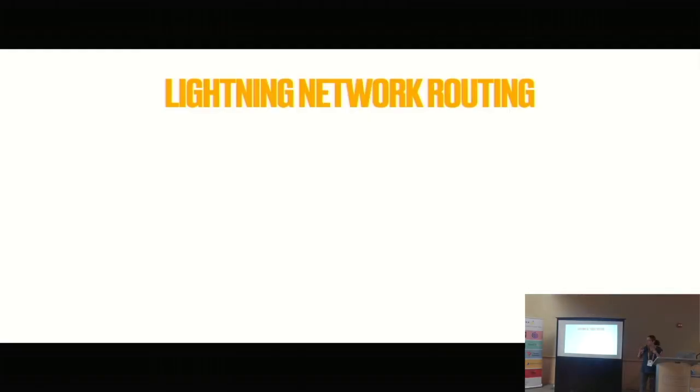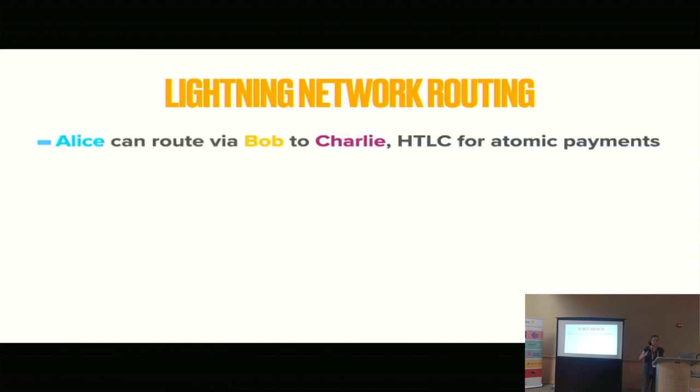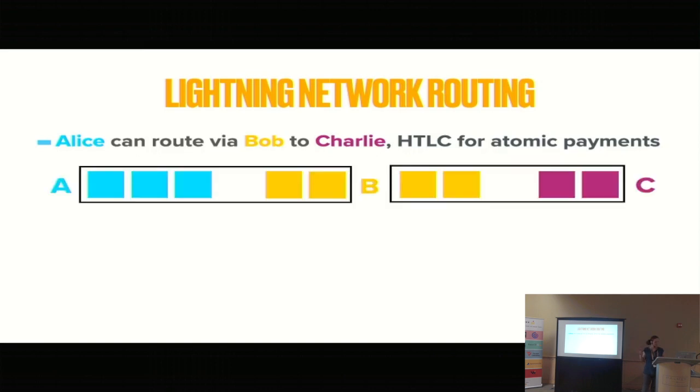So a very quick reminder to all of you about Lightning Network routing. Let's say Alice wants to route via Bob to Charlie. And we have HTLCs for atomic swaps. The way it goes pretty much, Alice locks, let's say 100 satoshis between herself and Bob, telling him if you get some secret, it will be all yours. And the instructions to Bob that the next hop is Charlie.